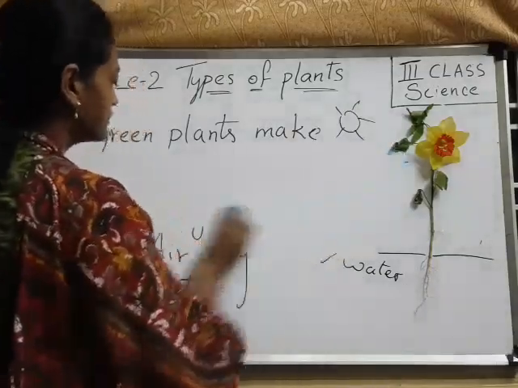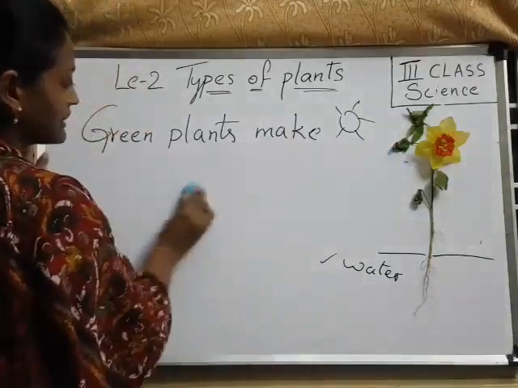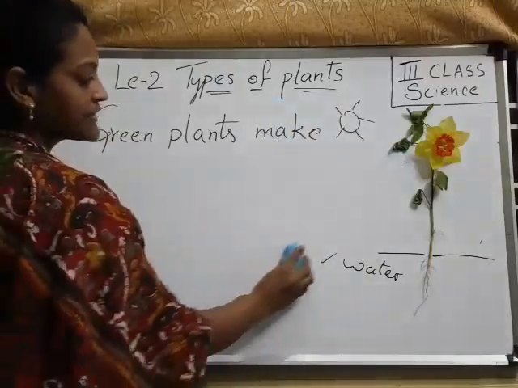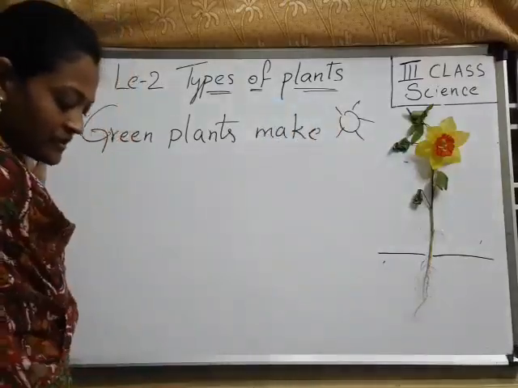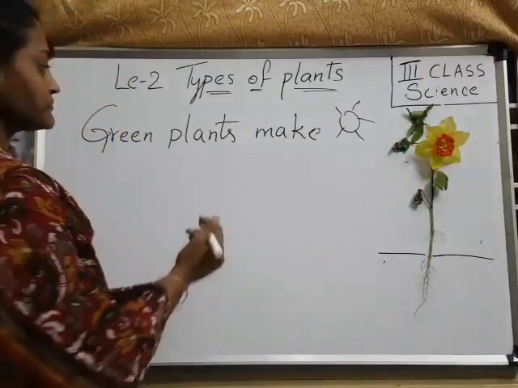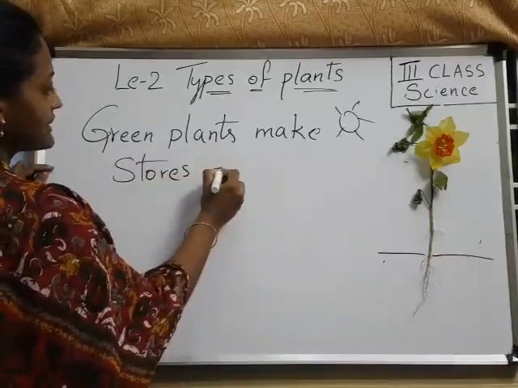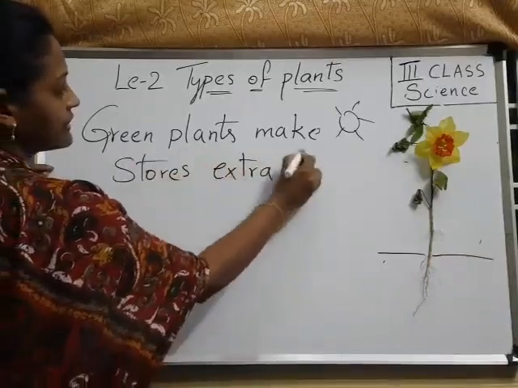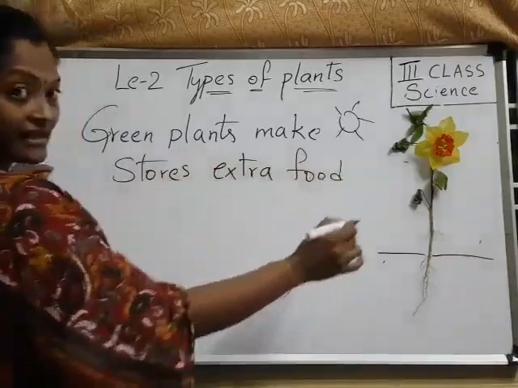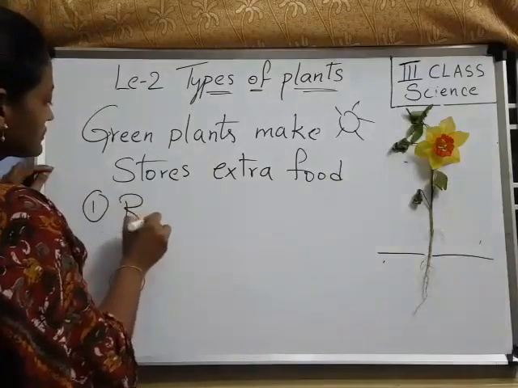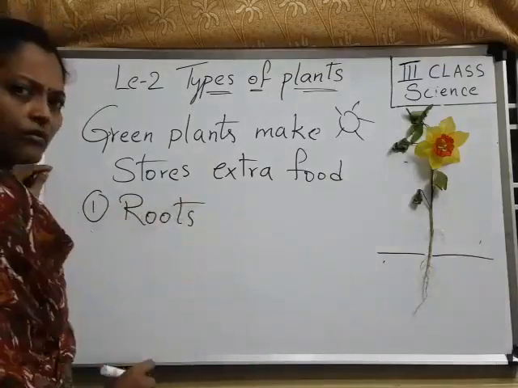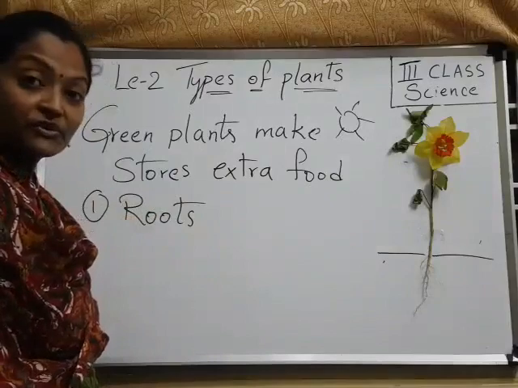What are the parts of a plant? I said root, stem, leaves, right? All these parts. So the plant stores extra food in its parts, like in the roots. Do you know how? How? See, I'll show you one.